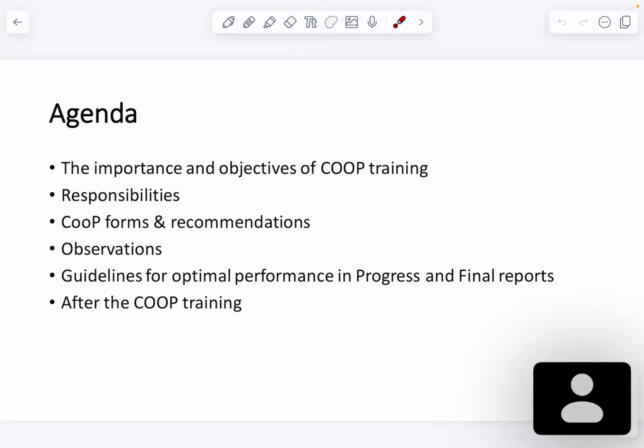Then I'll show you some recommendations about the co-op forms. I know you are aware, or through the previous sessions they talked about the co-op forms. However, I'll go through the main observations as an academic supervisor about the co-op forms. General observations based on the previous questions and our observations as academic supervisors. I'll give you some hints here, and then some guidelines about optimal performance. How can you really get the best performance in both the progress reports and the final reports? This will be discussed in different sections. And then finally, what should be done after the co-op training.